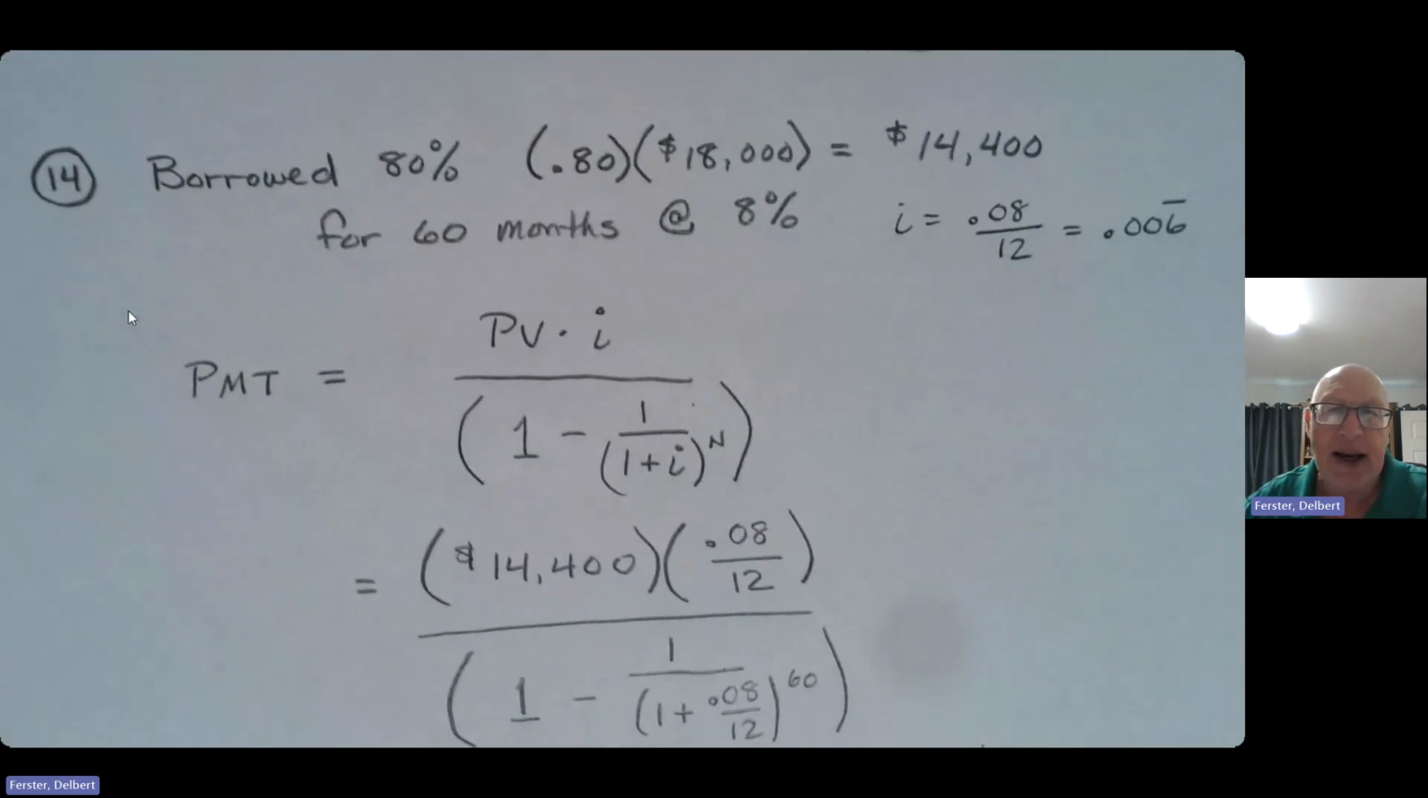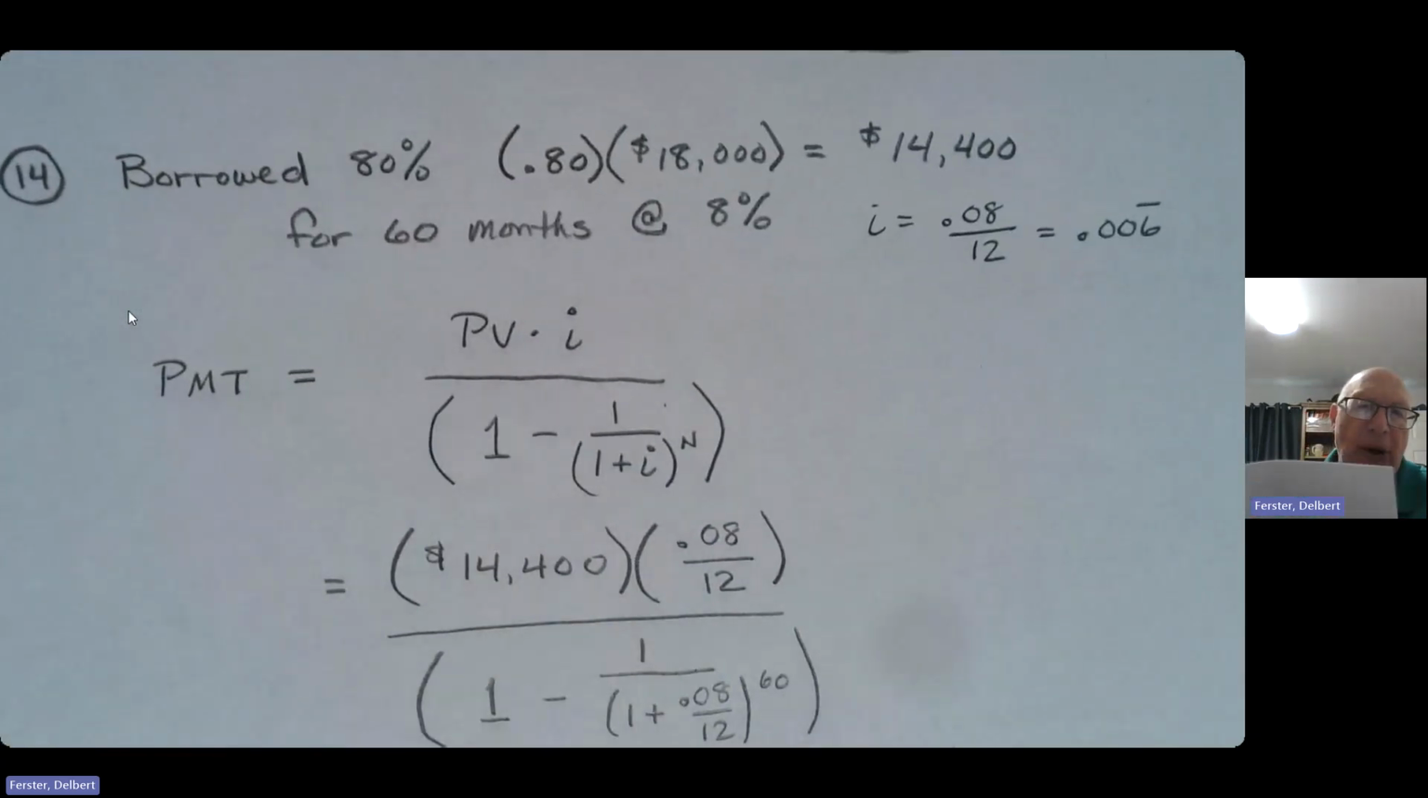Number 14 is going to ask us to calculate how much the payment is for this particular car transaction. All right, we've got an $18,000 car, 20% down. So the first thing you'll see on the screen is I chose to find 80% of 18,000, and that would tell us how much we were borrowing. And that's how we got to the 14,400 number. That is the present value for this loan. And we're going to be calculating the payment.